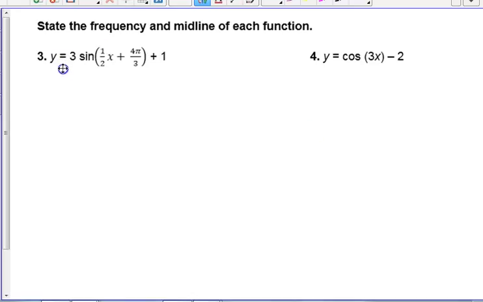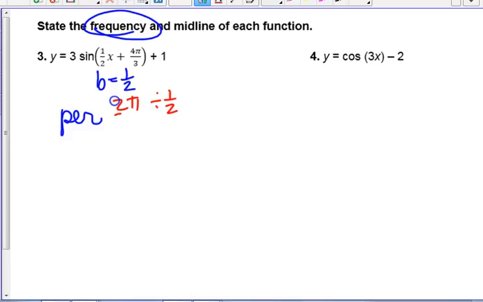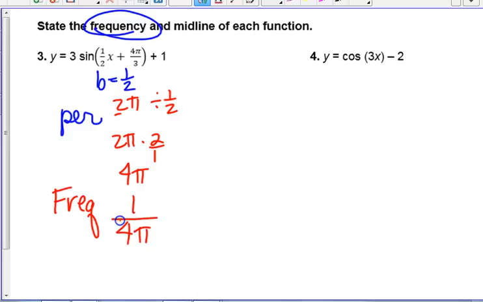All right, this one says the B is 1/2. We don't have to factor it because it doesn't ask us to find the phase shift. It only asks about frequency. So we need to find the period. How do you find the period if you know B is 1/2? 2 pi divided by 1/2, which would be 4 pi. Then how do you switch it to frequency? It's the reciprocal, so yes, it's 1 over 4 pi. That's a little tricky. You would need parentheses if you were going to change it to a decimal.